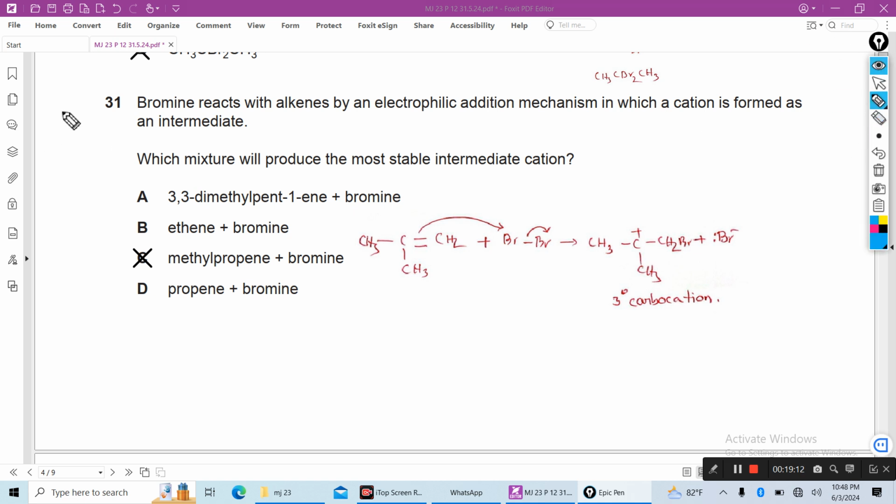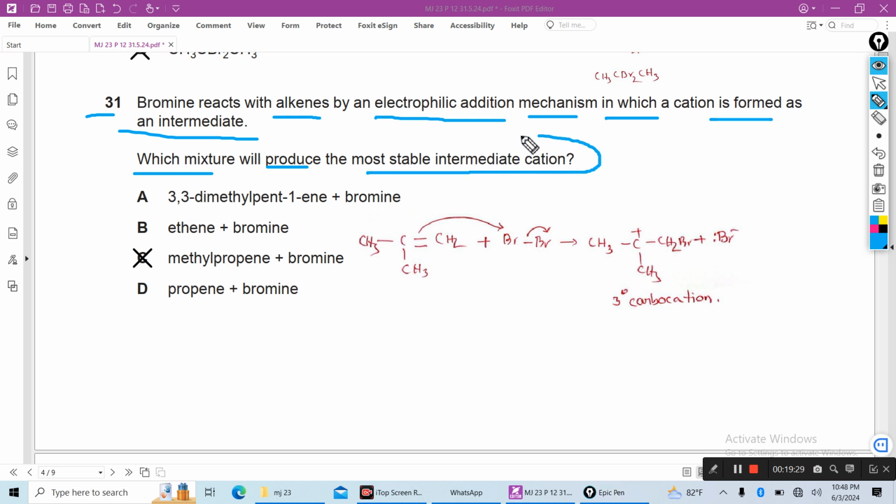Question 31. Bromine reacts with alkenes by an electrophilic addition mechanism in which a cation is formed as an intermediate. Which mixture will produce the most stable intermediate cation? The answer will be C. When methyl propene reacts with bromine, this 3 degree or tertiary carbonium is formed, which is most stable.